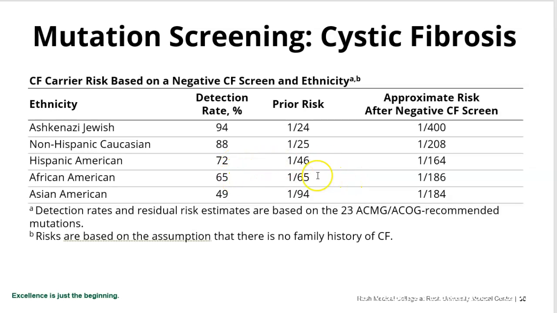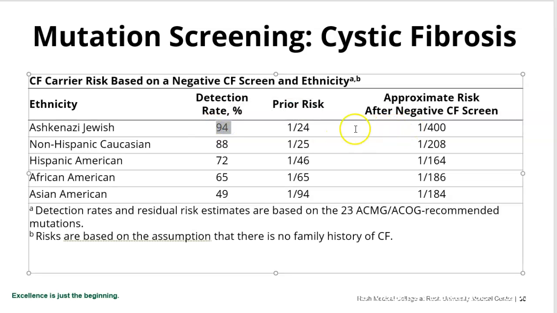African Americans, again, even lower, about 1/3 of that of Caucasians, but we only pick up 65%. And then Asian Americans, which is almost 1 in 100, 1 in 94 before you take the test, but there's only a 49% detection rate. You're not really dropping the risk all that much in the risk after genetic testing. And that's kind of an important concept. It's a difficult concept, but if you're picking up most of the mutations, then you go from the highest risk to really the lowest risk.